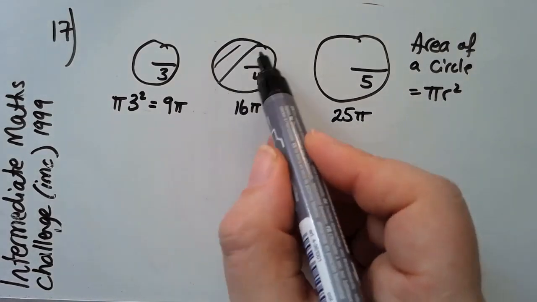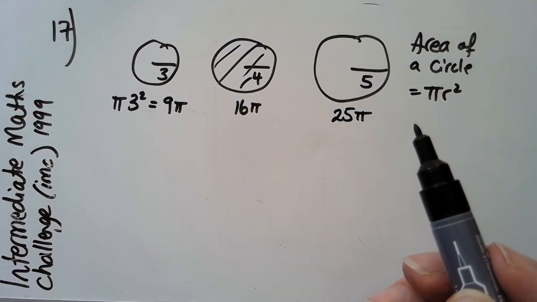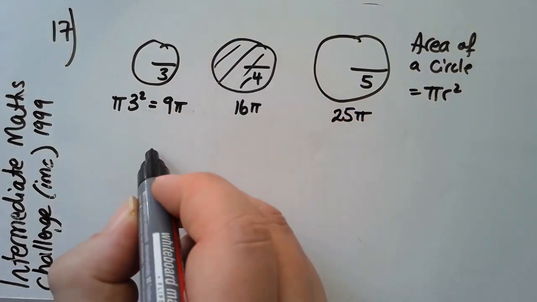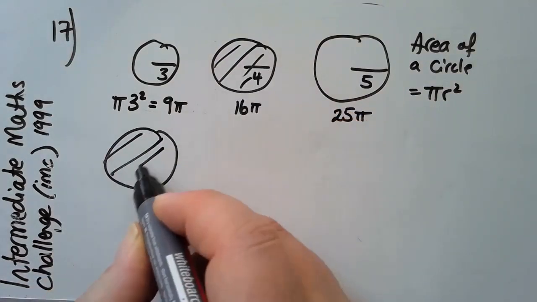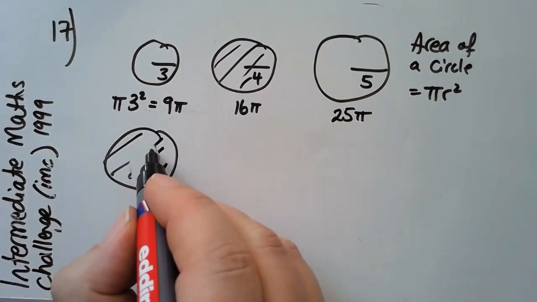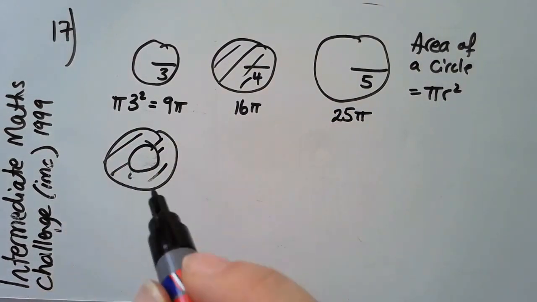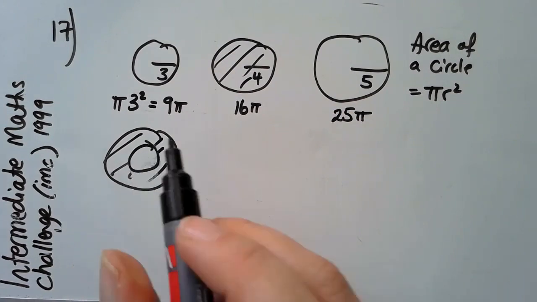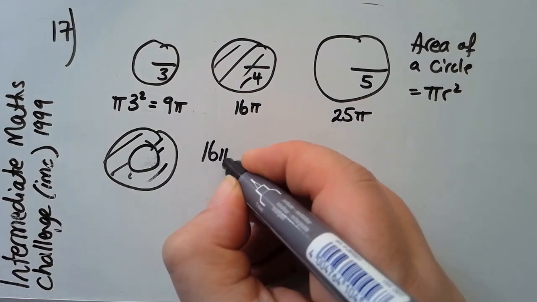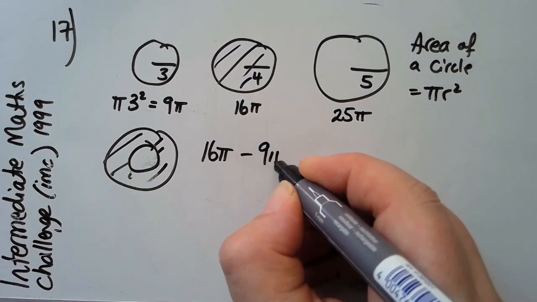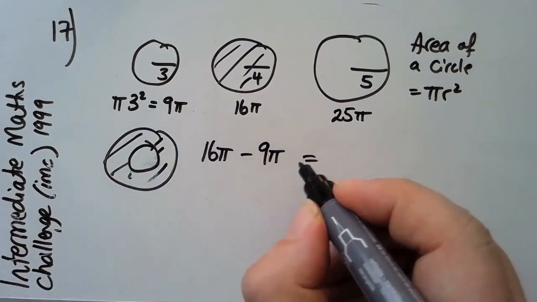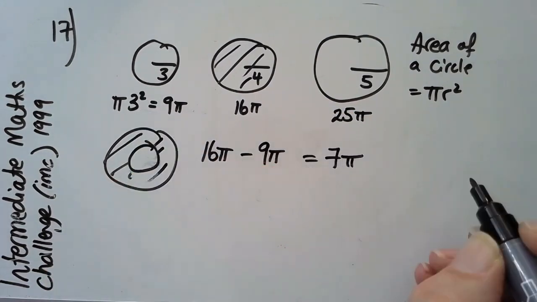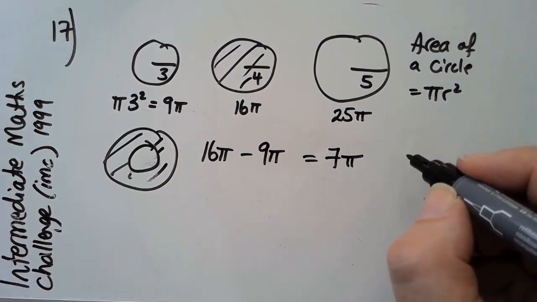To find that shaded area there, we need to take the shaded area and cut it out like we're cutting out a donut. So we've got the shaded area, subtract the little circle in here, which gives us 7 pi. So this is the shaded area.